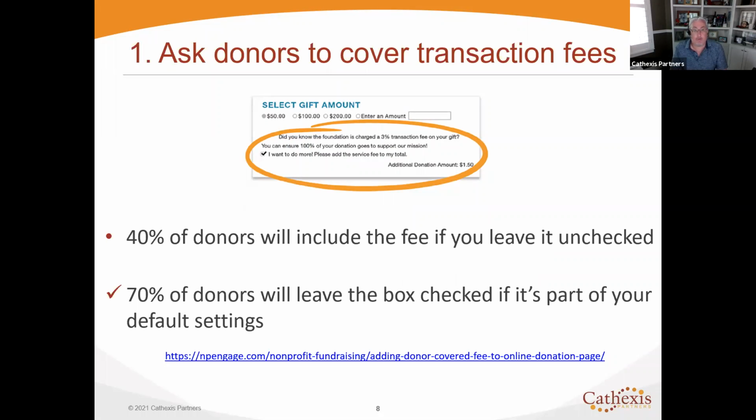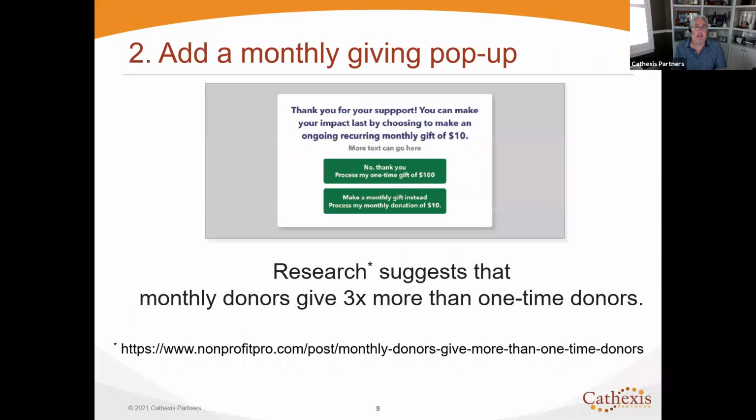And that's always a good idea. So that's tip number one. Number two, add a monthly giving pop-up to your donation process.